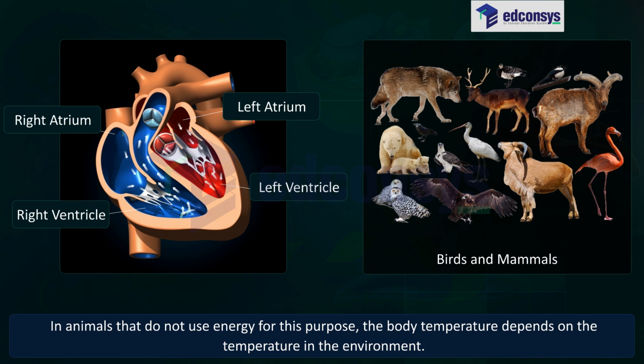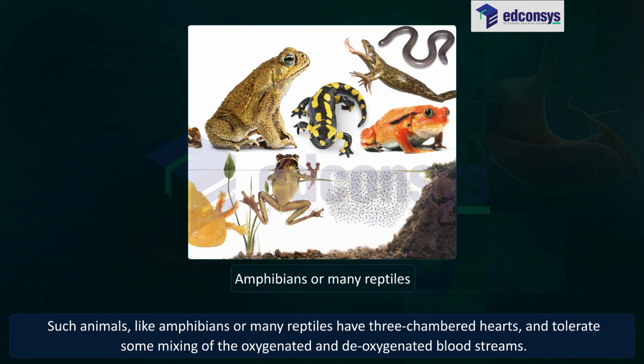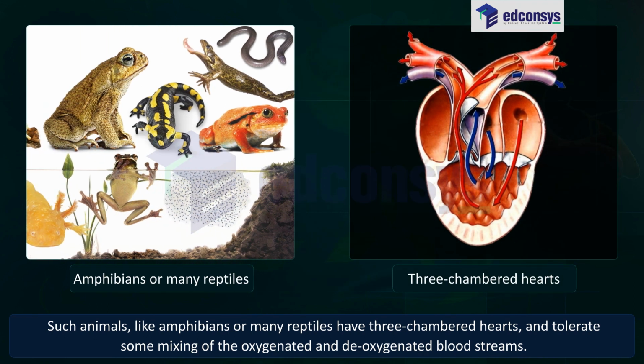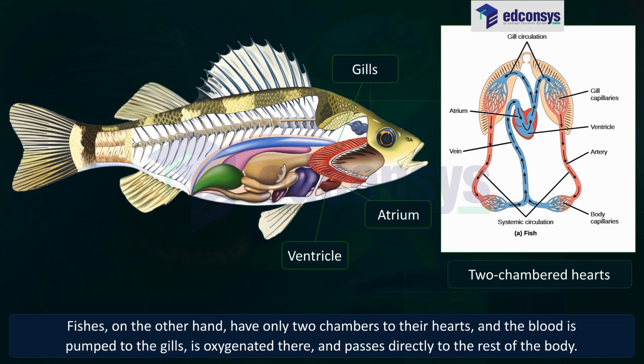In animals that do not use energy for this purpose, the body temperature depends on the temperature in the environment. Such animals, like amphibians or many reptiles, have three-chambered hearts and tolerate some mixing of the oxygenated and deoxygenated blood streams. Fishes, on the other hand, have only two chambers to their hearts, and the blood is pumped to the gills, is oxygenated there, and passes directly to the rest of the body.